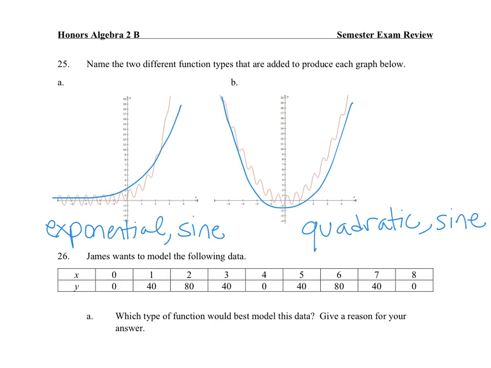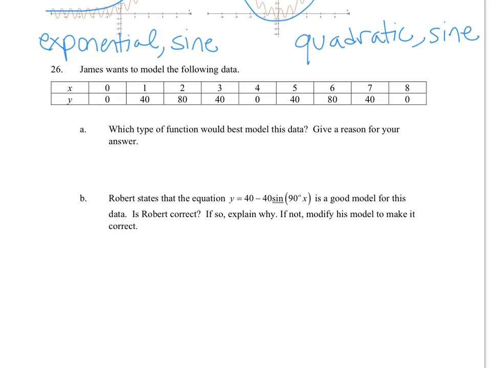The function type for B, do not say parabola. Parabola is the shape of the graph. Quadratic is the function type. You have to be precise with your language.